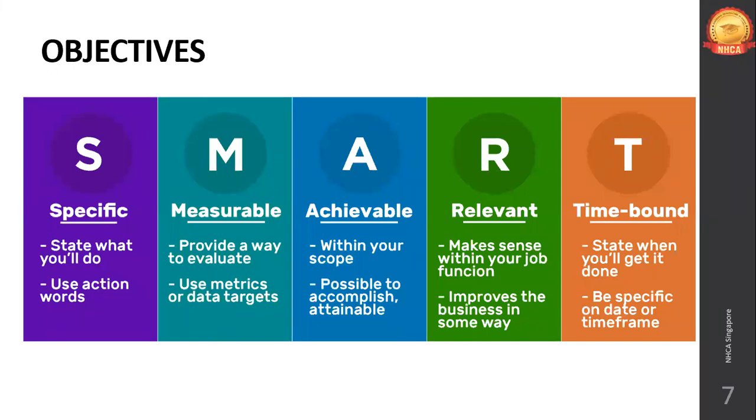Okay, so for example, let's take weight loss. If I say I want to lose 5 kilos in a month, that is specific. I am stating what I want to do. And it's action words, meaning I'm going to lose 5 kilograms in a month. So I'm being specific with that.